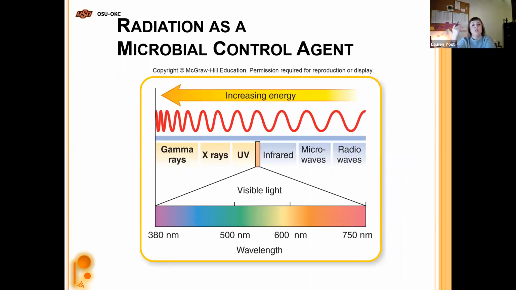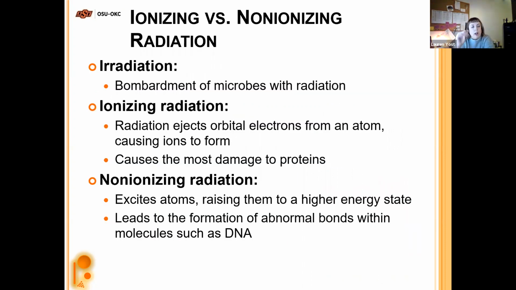Radiation, we can use that to kill things. Typically, when we talk about radiation, we're talking about anything from UV over through gamma rays in order to kill something. Ionizing versus non-ionizing. Irradiation refers to bombarding microbes with radiation. So particle waves, that's what radiation is.